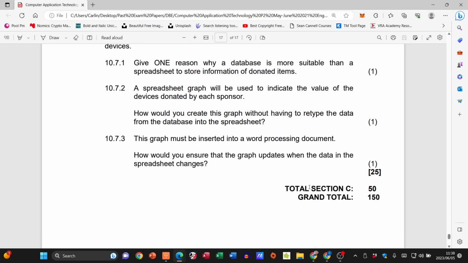And there you have it, folks. That is the end of section C. That brings us to our grand total of 150 marks for our DBE June 2021 paper. And I hope this really is going to help you.